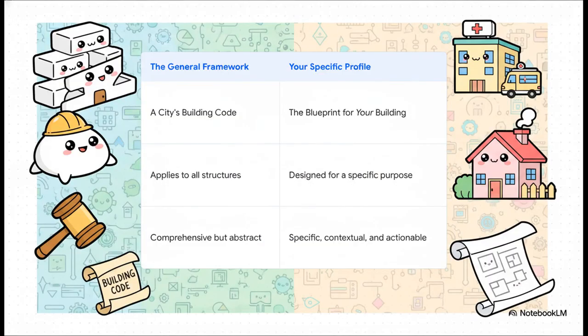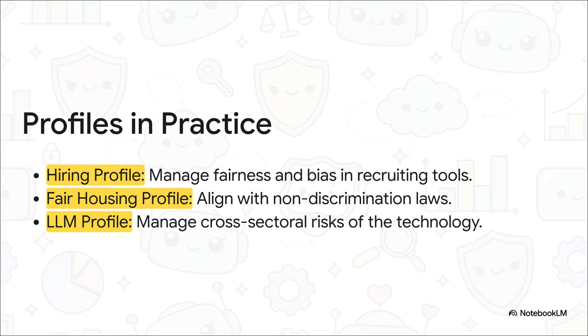I love this analogy because it makes it so clear. Think of the main NIST framework like a city's building code. It has all the general rules for safety and soundness that apply to every building. But your profile? That's the actual architect's blueprint for your building. A hospital blueprint and a house blueprint both have to follow the same code, but they are obviously very, very different. So what does this look like in the real world?